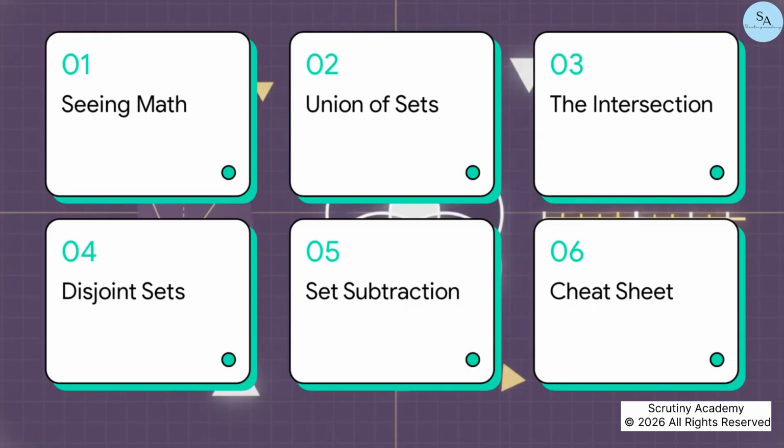Here's our game plan for today. We'll start off by visualizing math with Venn diagrams. Then we'll look at combining everything with unions, finding overlaps through intersections, dealing with totally separate disjoint sets, spotting differences with set subtraction, and finally, we'll wrap up with a quick set theory cheat sheet.